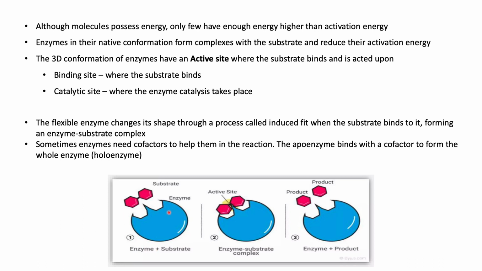The flexible enzyme changes its shape through a process called induced fit when the substrate binds to it, forming an enzyme substrate complex. Sometimes the enzymes also need cofactors, other molecules, to help them in the reaction. The apoenzyme, which is just the enzyme protein with the domain that binds to the substrate, binds to a cofactor to form the whole enzyme, which is called the holoenzyme.